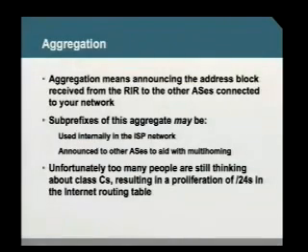Okay, aggregation. What does aggregation mean? It means announcing the address block received from the registry to other ASs connected to your network. When you get an address block from the registry, they give you an address block. They do not give you 32 Class Cs. Class Cs disappeared in 1994. People are still using them. People still talk about them today, which is a bit puzzling because they're now 13 years old officially.